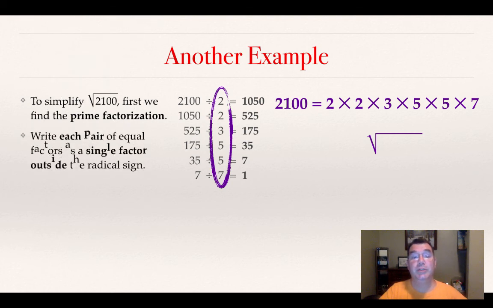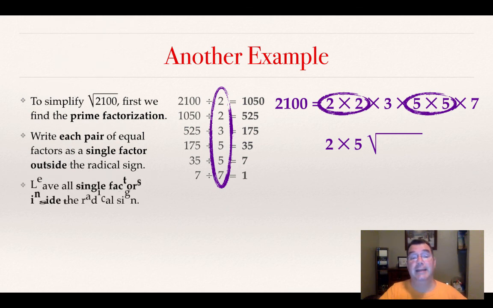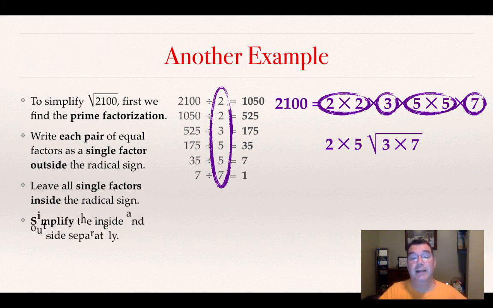So remember, what we do is we write the pairs outside the radical sign, each as a single number. So the 2 times 2 comes out as a single 2. 5 times 5 comes out as a single 5. And then anything that was not paired up can stay on the inside. So the 3 stays inside and the 7 stays inside. And then I simplify the insides and outsides separately. So my final answer is going to be 10 root 21. So the square root of 2,100 can be simplified to 10 root 21.